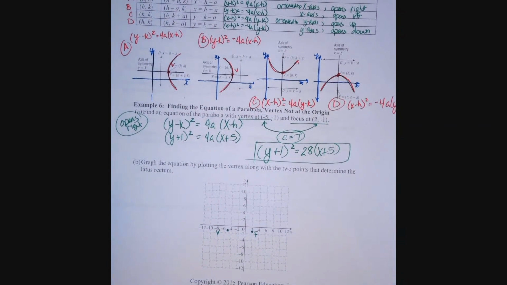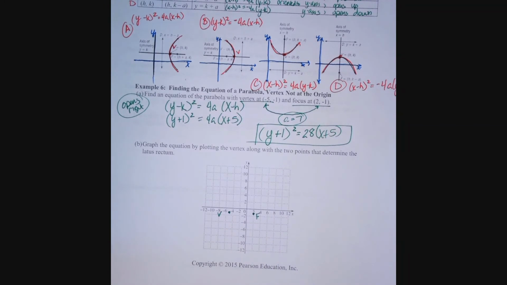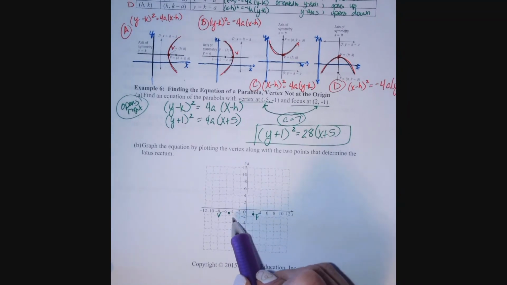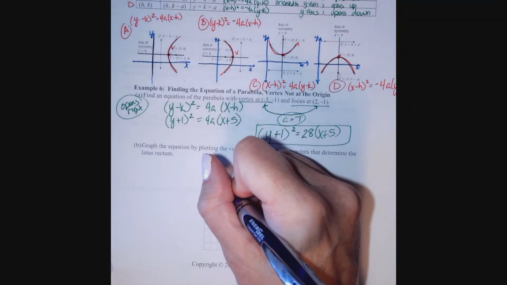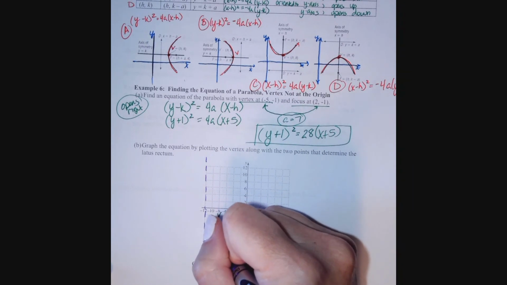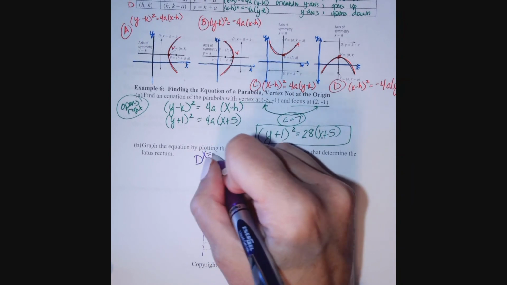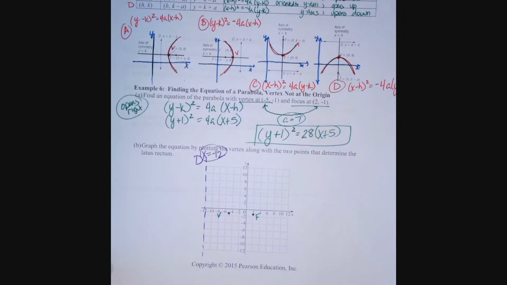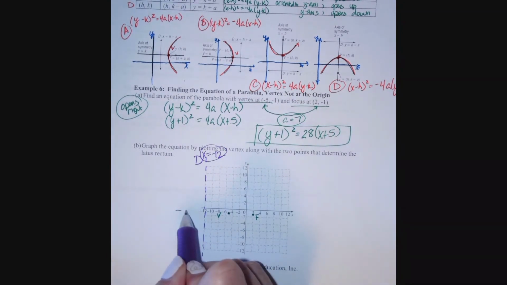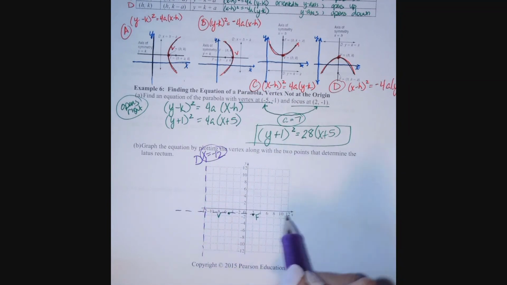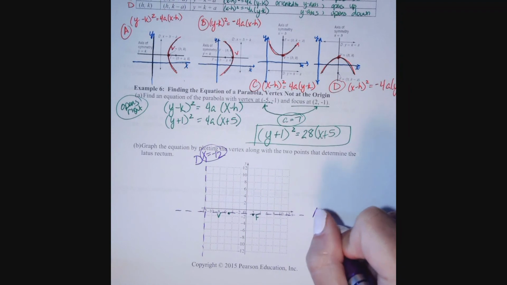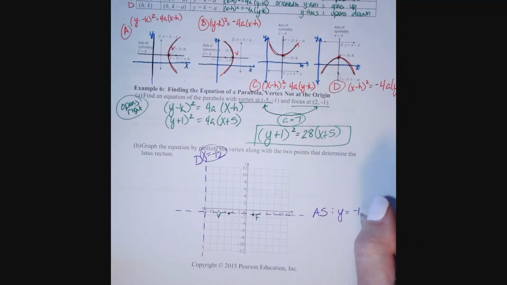Okay, let's work on some other stuff that we know. Well, we know that if our focus is 7 units to the right, our directrix is 7 units to the left. So negative 5 minus 7 puts my directrix at negative 12. So D is at x equals negative 12. We know that my axis of symmetry is at y equals negative 1.